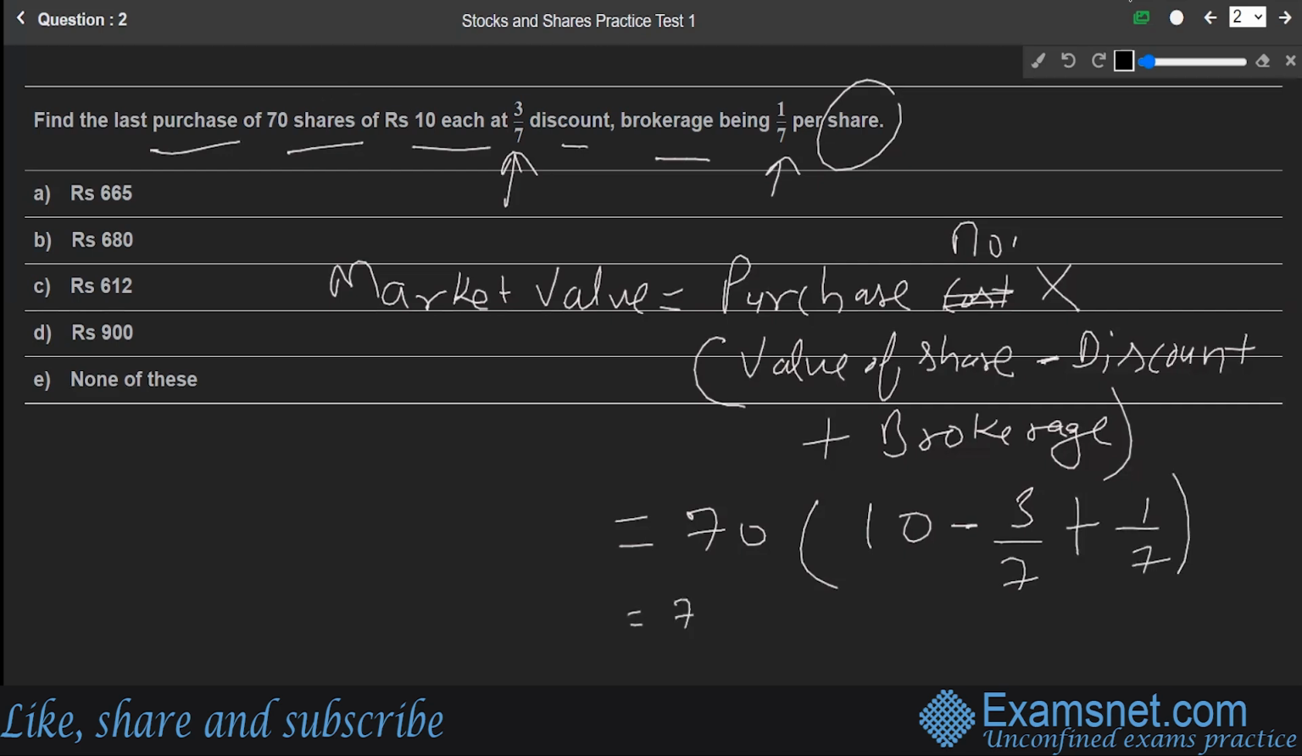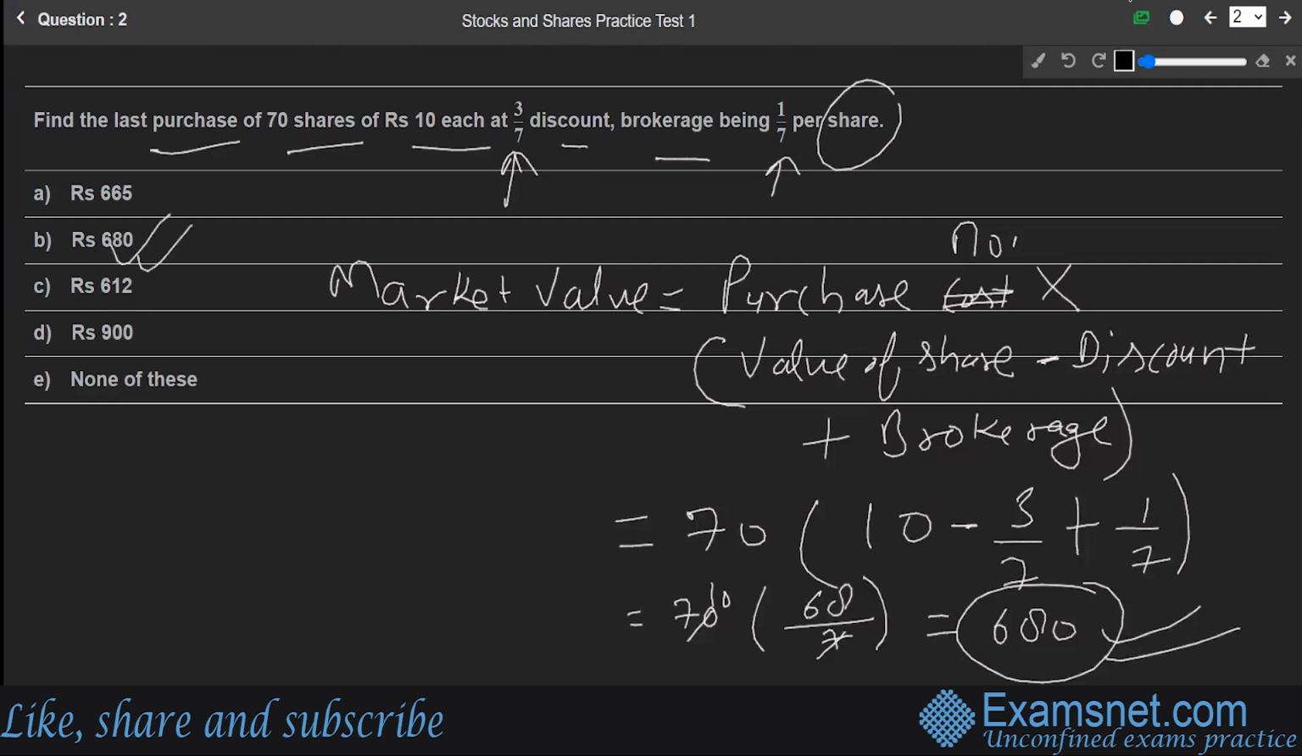Now let us solve this. This comes out to be 10 minus 3 by 7 plus 1 by 7. If we do the LCM part, this comes out to be 68 by 7. And if we solve this, 7 cuts the 70 by 10 and we get the value as 680. So that is the last purchase of 70 shares, price 680 rupees. It is available in option number B, which becomes the right answer.